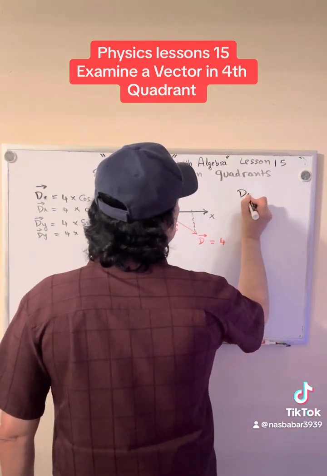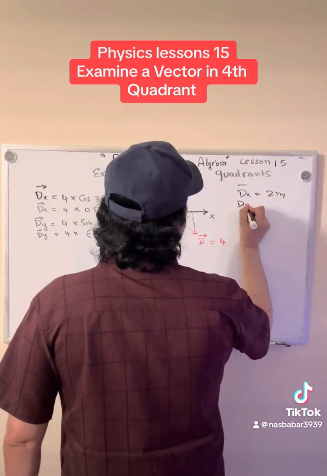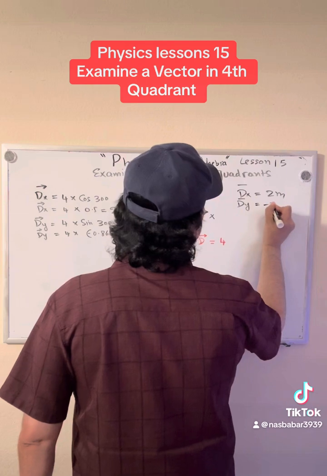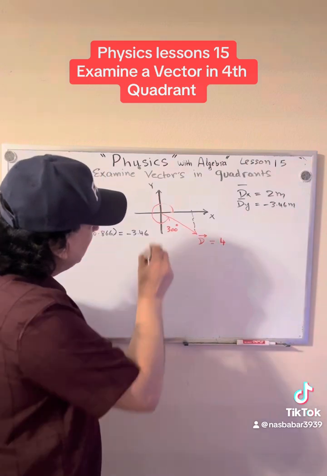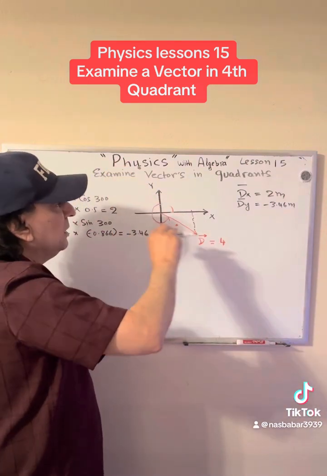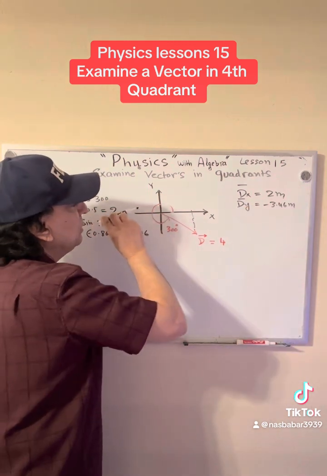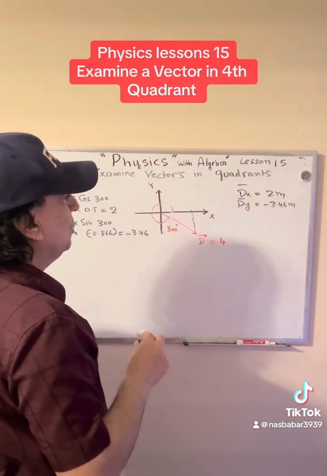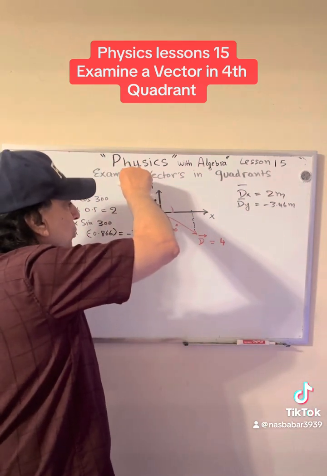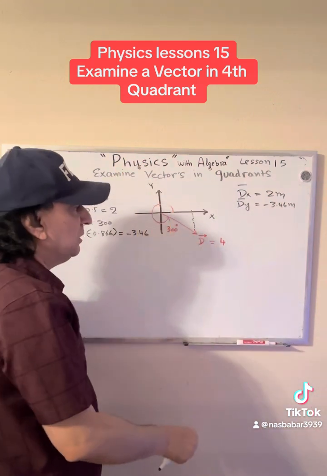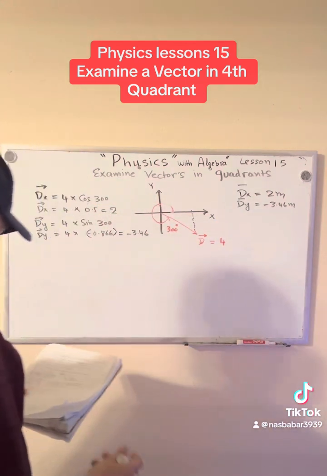So Dx is equal to 2 meters, Dy is equal to negative 3.46 meters, and this makes sense. If you look in here, this vector is going this way. The horizontal component is going to be positive because when you have a vector going this way, this is the way the horizontal component is going to go. Dy makes sense because your force, your acceleration, your velocity is going in this direction. Your y component is going to be this way. Okay, so that is the reason we have this minus sign. Make sense?